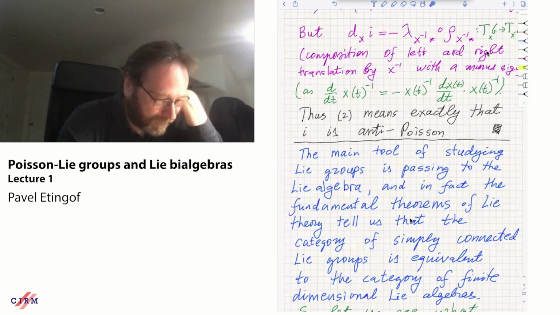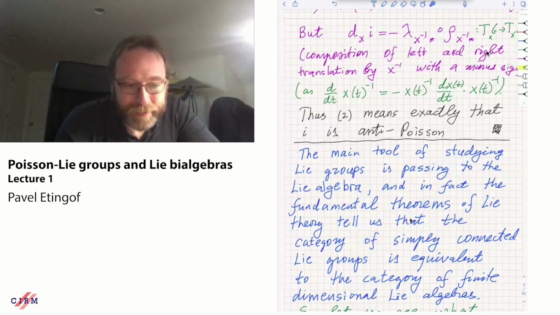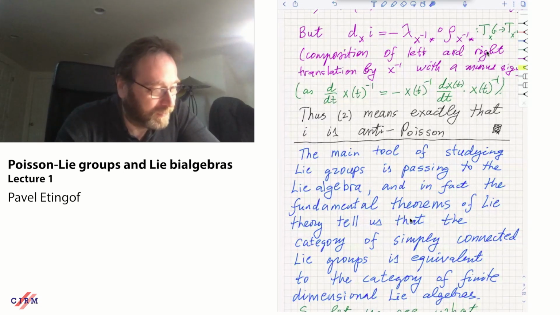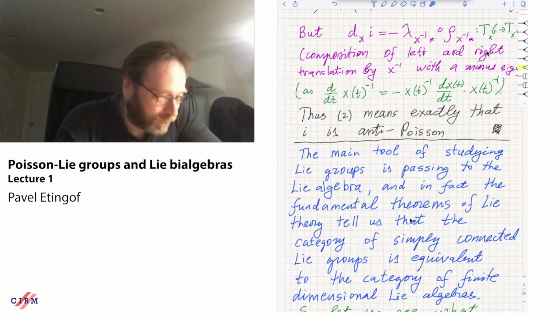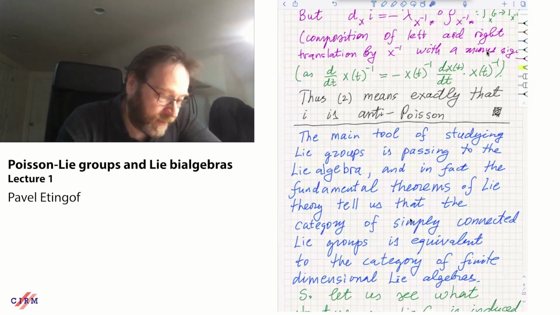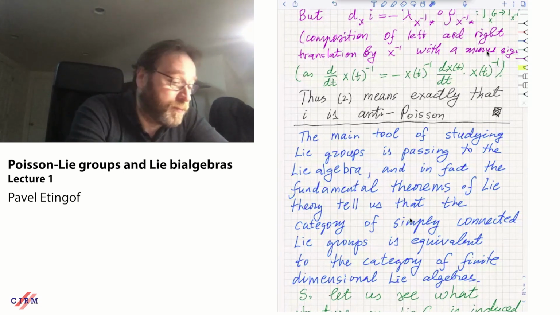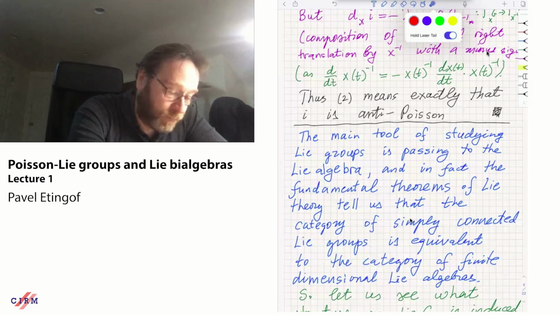For example, if you have a Riemannian metric at a point, you can diagonalize it and bring it to a sum of squares, but not in the neighborhood of this point, and this is due to the phenomenon of curvature. But for Lie groups, actually linear approximation determines everything. And this is the essence of the fundamental theorems of Lie theory. Namely, these theorems tell us that the category of simply connected Lie groups is equivalent to the category of finite dimensional Lie algebras by the functor of taking the Lie algebra of a group.